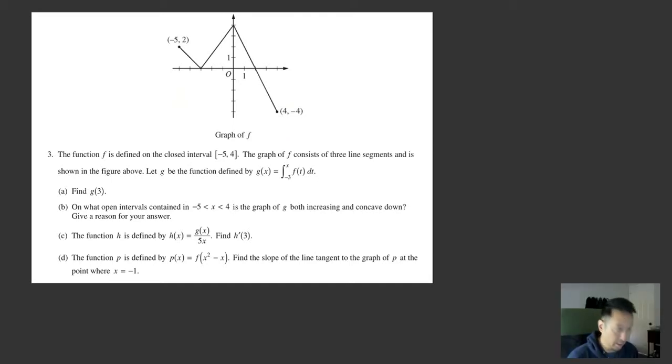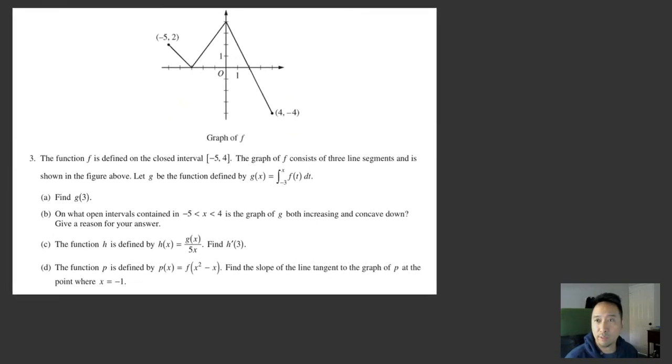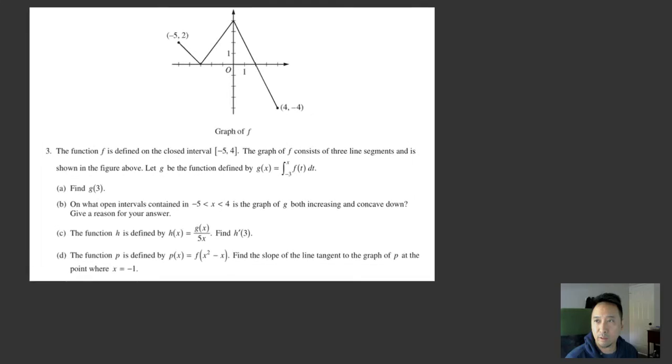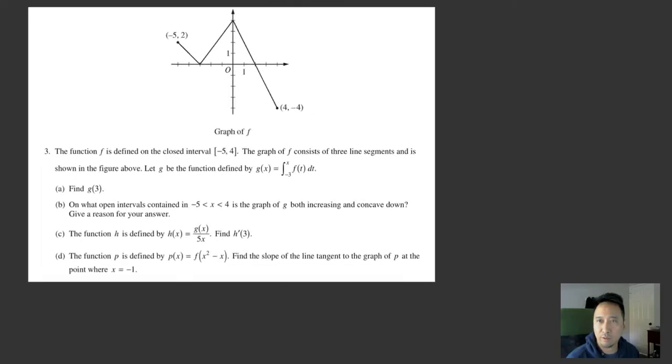Okay, hello guys, this is 2014 number 3, and I cut and paste over here. I have a little workspace going on here. Okay, so I'm going to do all of this actually. So let's go ahead and start with letter A.